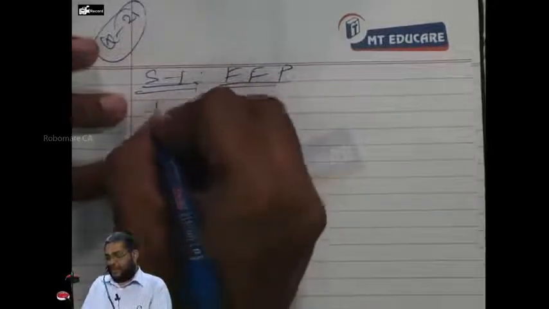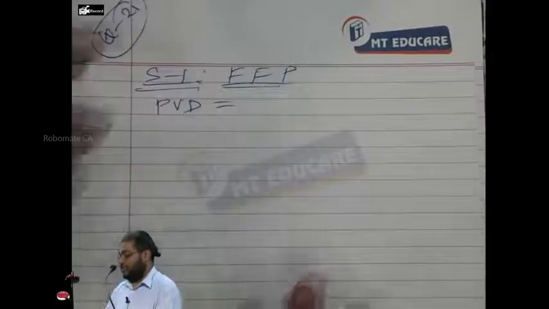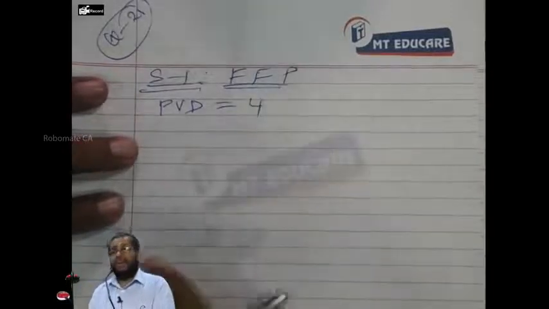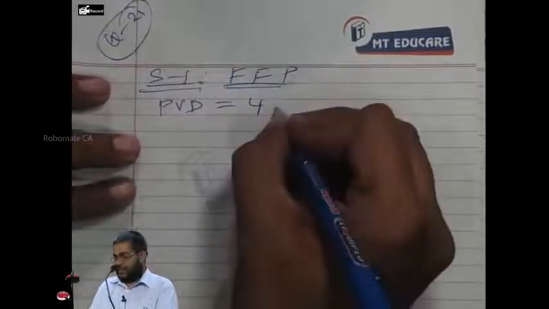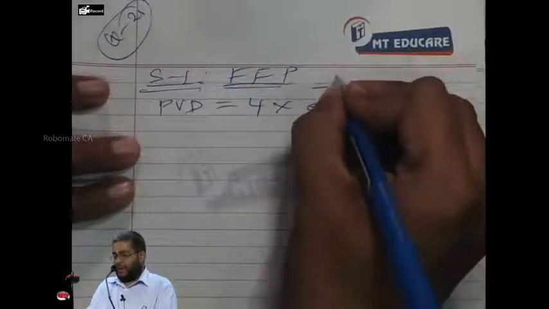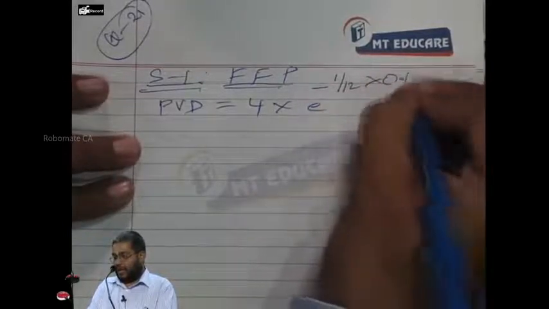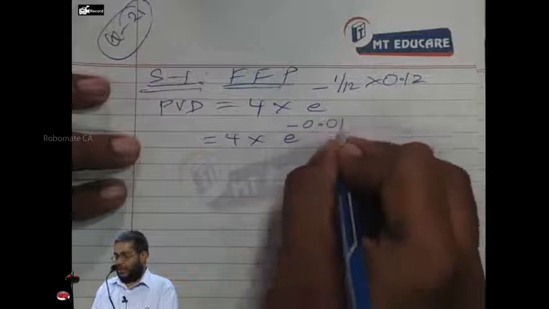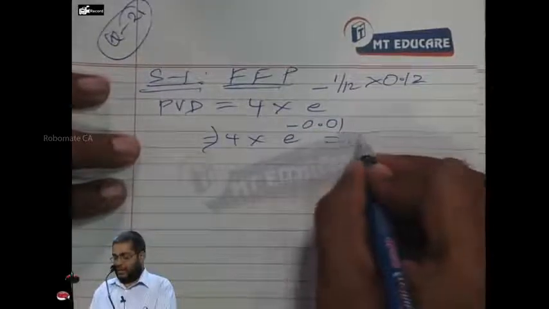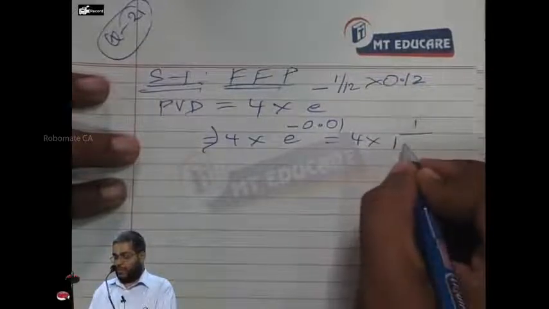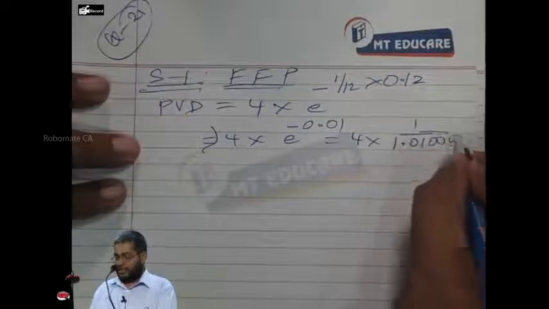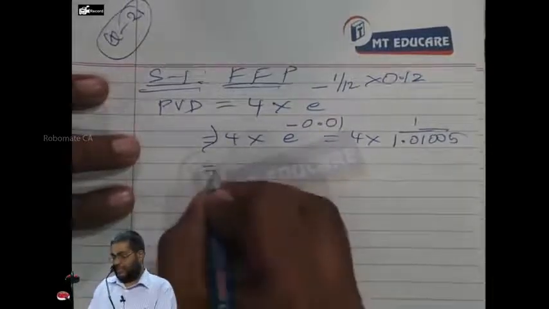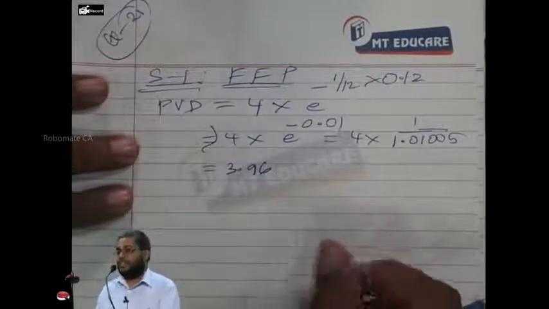Now, first write present value of dividend is equal to. Let's do it together. What is the dividend amount? 4 rupees. On 10 rupees, 40% dividend, so 4 rupees into e power minus, after how many months? 1 month. 1 by 12 into 0.12. So 4 rupees into e power minus 0.01 is equal to 4 rupees into 1 by 1.01005, 4 rupees into 1 by 1.005. Tell me what is the number? 3.96. Present value of dividend is 3.96.